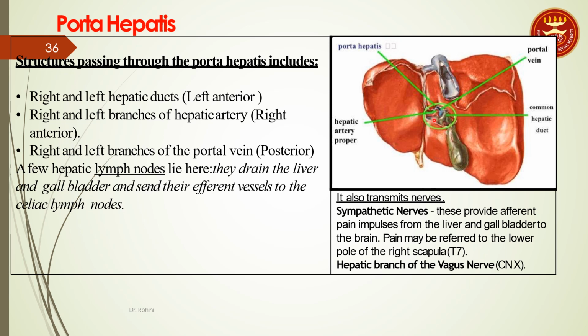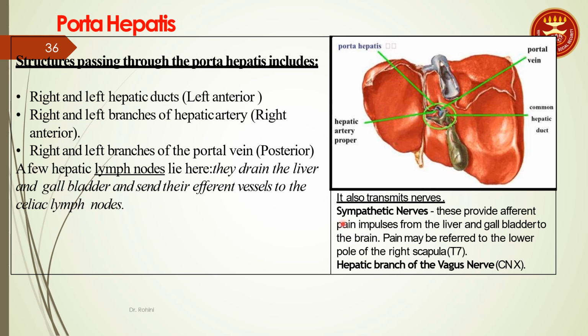In front of it and towards the right, we'll be having right anterior, you can say, hepatic artery branches, and left anterior will be your common hepatic duct, or the division of right and left hepatic ducts. Few lymphatics will be coming out, and few hepatic lymph nodes may be there, which drain the liver and gallbladder and send their efferent vessels to the celiac lymph nodes.